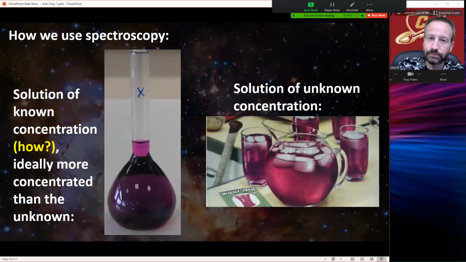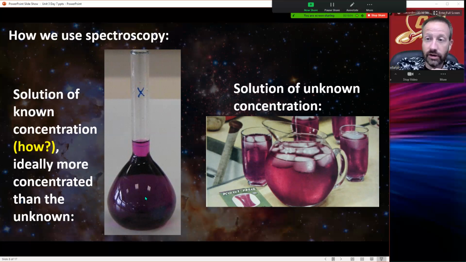Let's keep going. So what do we need to do? You have to do spectroscopy. Well, we need a spectrophotometer, and then we need a solution of a known concentration. So that's what I've got here. See my purple known solution made in my volumetric flask?